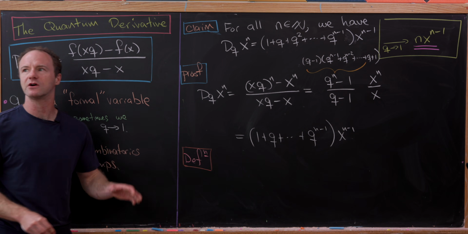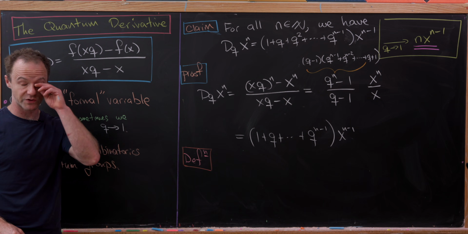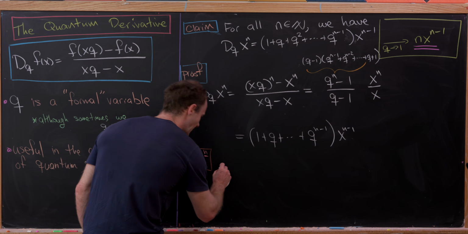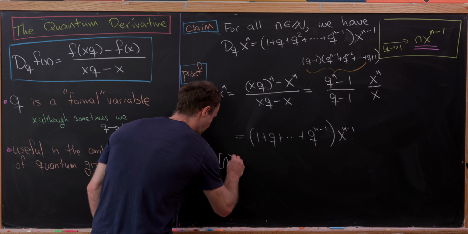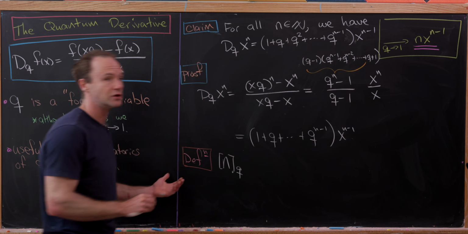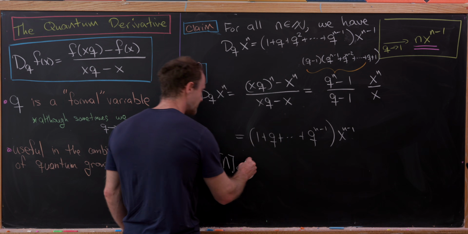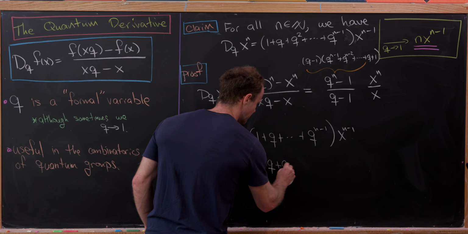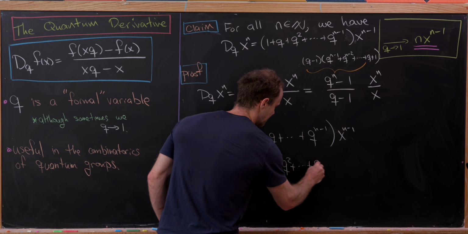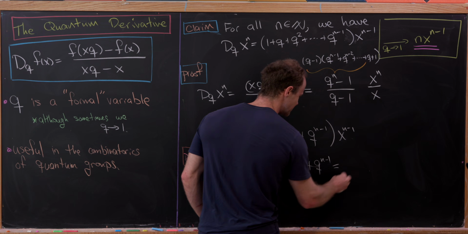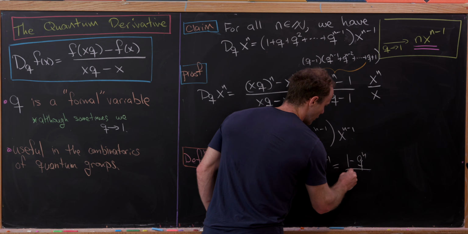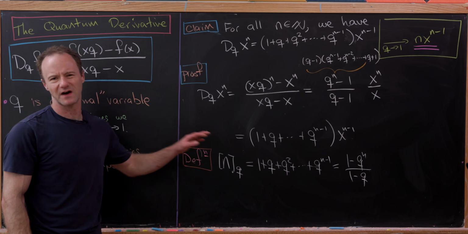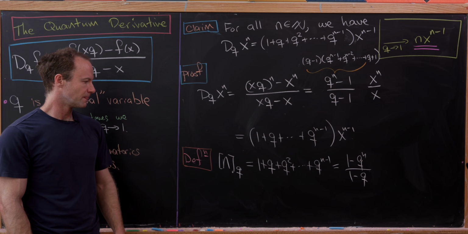Now, if you watched my video on the quantum binomial coefficient or the quantum factorial, you've seen this before. We'll set n bracket q, the q analog of the number n, equal to exactly this object right here: 1 plus q plus q squared, ending at q to the n minus 1. But sometimes we write this as the quotient 1 minus q to the n over 1 minus q, which simplifies to what we had before.